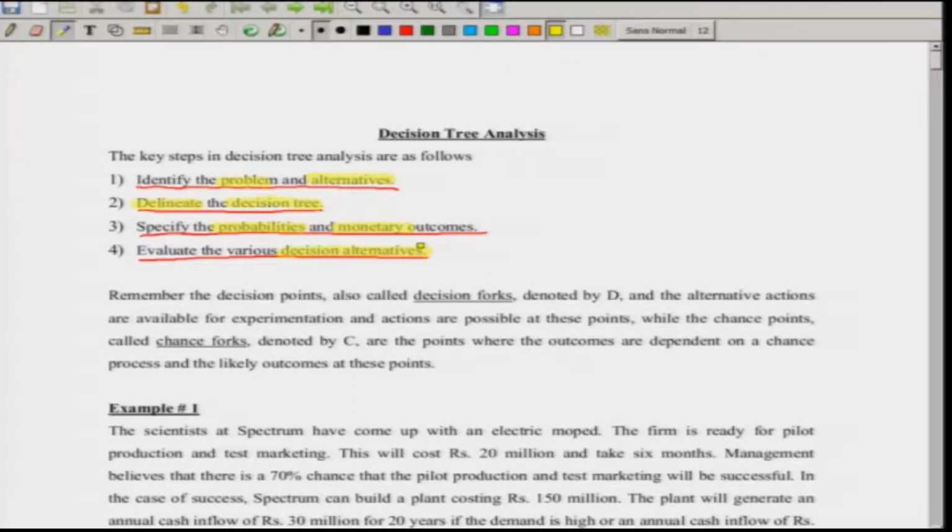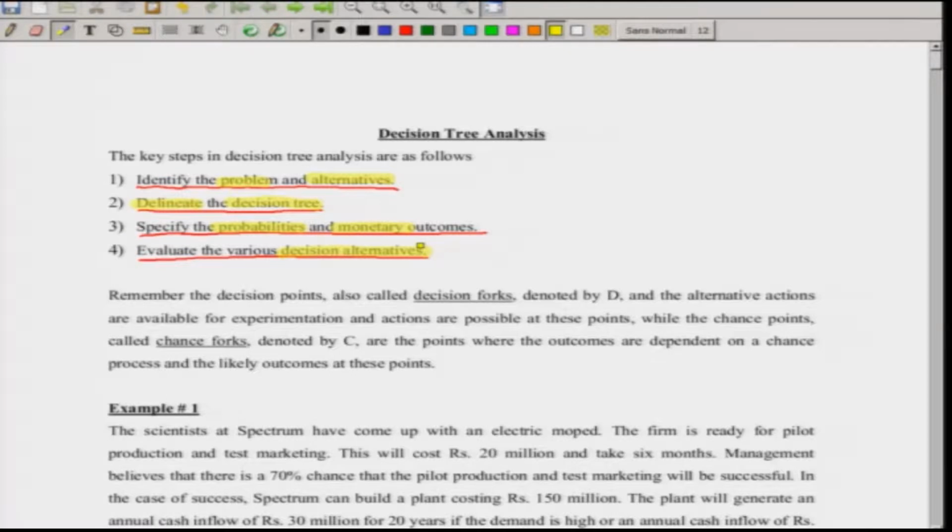Remember, the decision tree is also called a decision fork tree. So, there would be forks, that means there would be different arrows moving out from one decision. Decision points will be denoted by the capital D, where alternative actions are available for experimentation and different actions are possible at that point, while the chance point where the chance is taken would be denoted by the symbol capital C.